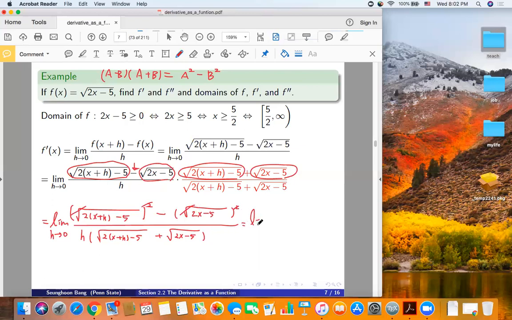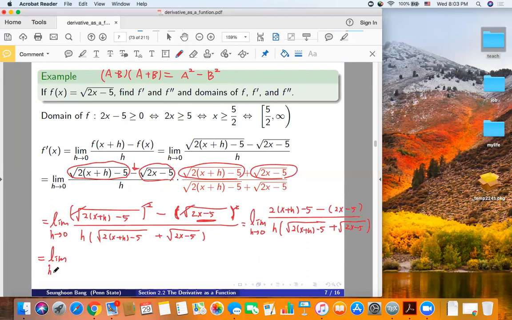So we have the limit as h approaches 0 of only 2 times x plus h minus 5, minus, you have to use parentheses, only 2x minus 5. You can use parentheses here. Over the remaining things, h times root 2 times x plus h minus 5 plus root 2x minus 5. Can keep. The next, simplify.